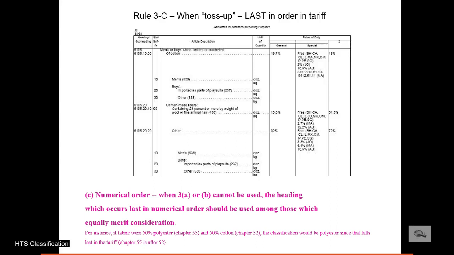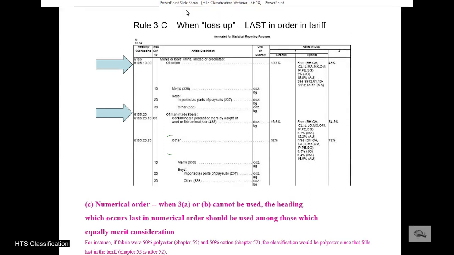Note that as the tariff progresses, duty rates tend to become more expensive from raw to finished goods. So you can see here under cotton, 19.7%, under other man-made fibers, and if it didn't have a component of wool in it, it'd be considered other, and that's 32%.